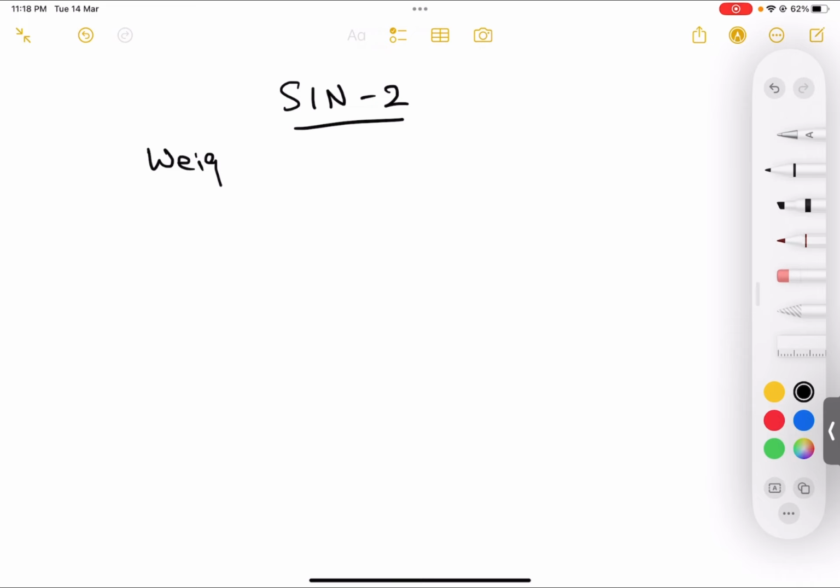Weighted graphs are basically graphs in which the edges have weights. That is, we understand how important an edge is. So each edge has a different importance or a different value. That is what we will be discussing in today's video.